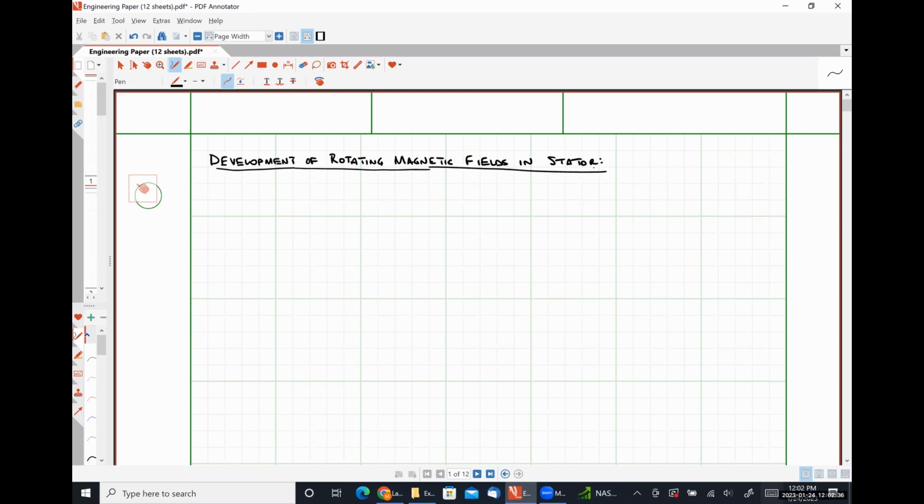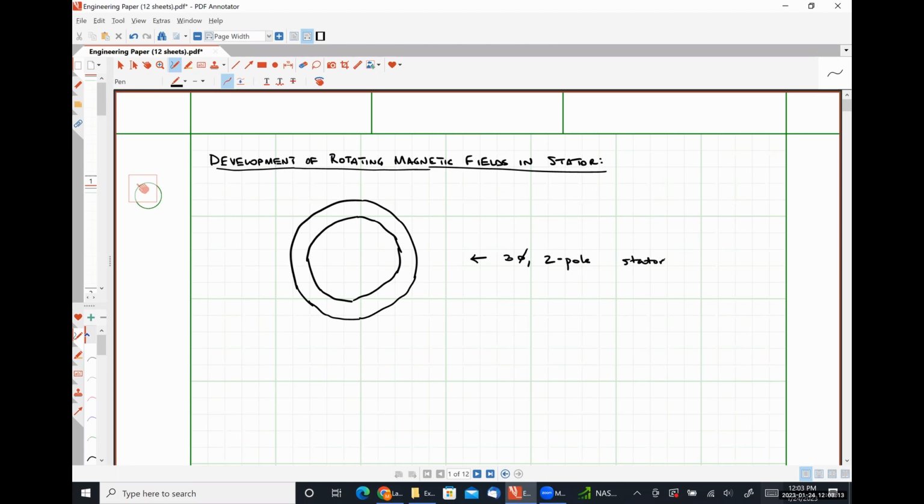So let's consider a relatively simple stator cross section. Bear with me as I try to draw circles. I'm going to make this relatively simple by having a three-phase, two-pole stator.